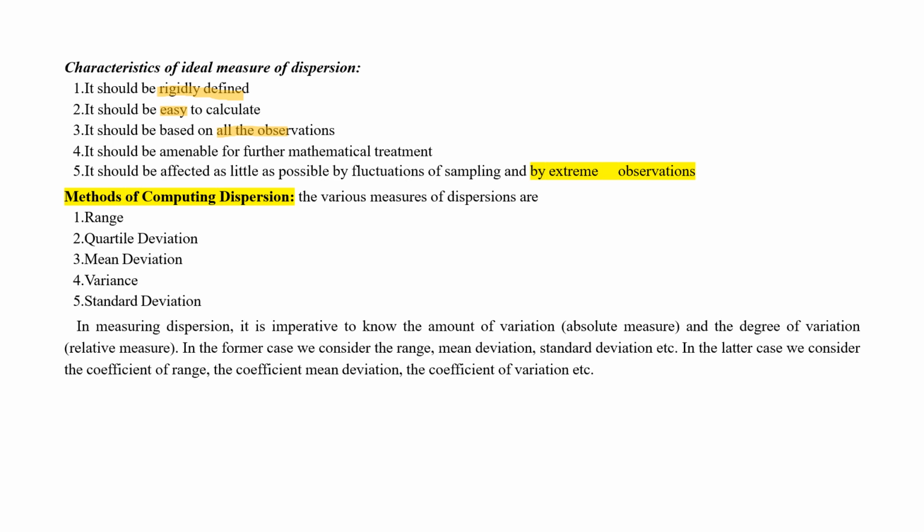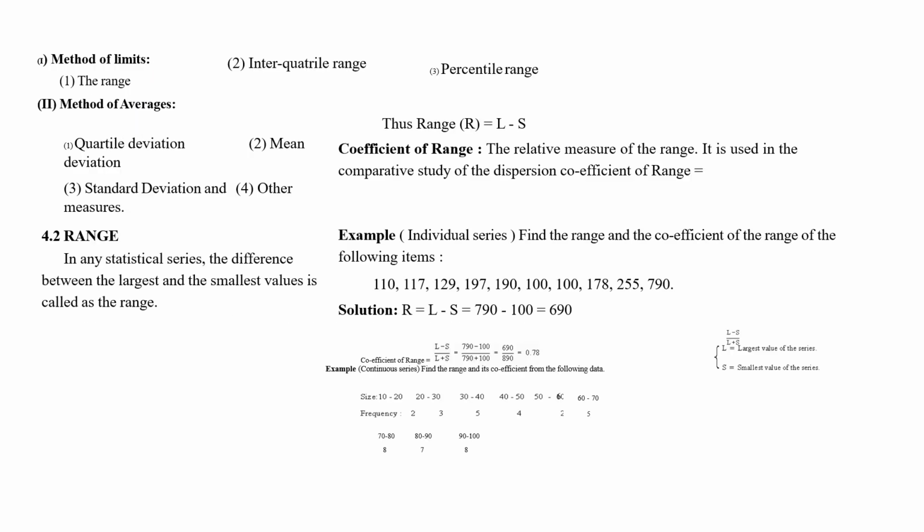Then, method of limits: the range, interquartile range and percentile range. So range is equal to L minus S, the difference between the higher value and the lower value. Then method of averages: quartile deviation, mean deviation, standard deviation and other measures.